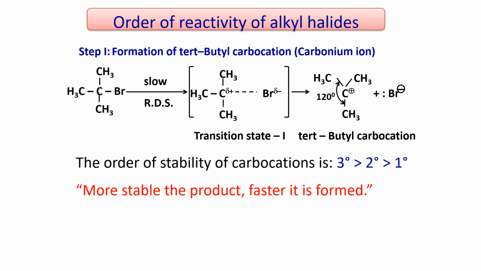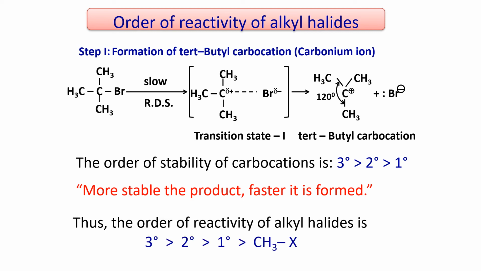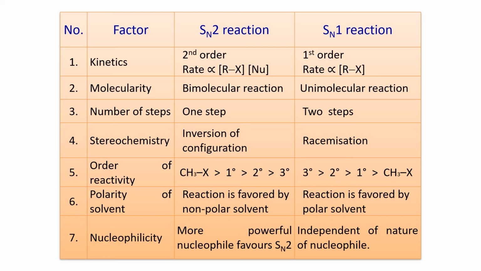A general rule is, the more stable the product, the faster it is formed. Since the tertiary carbocation is more stable, it is formed faster and thus the overall reaction becomes faster. As stability of carbocations decreases, the order of reactivity also decreases. And hence, the order of reactivity of alkyl halides towards the SN1 mechanism is tertiary greater than secondary greater than primary greater than methyl halides. The table shows the comparison between SN2 and SN1 mechanisms.